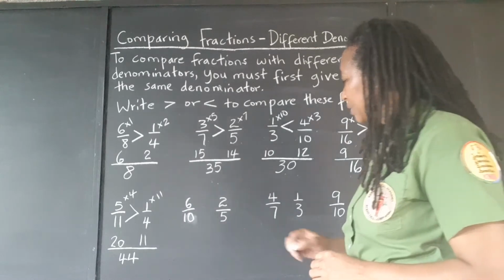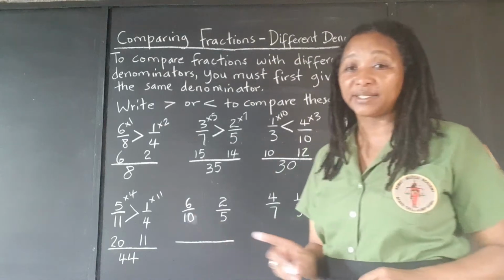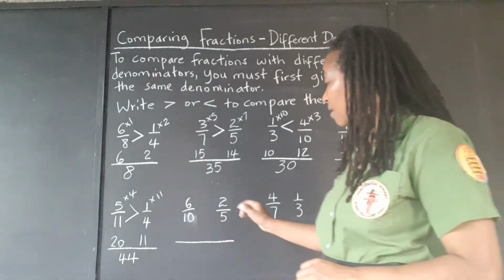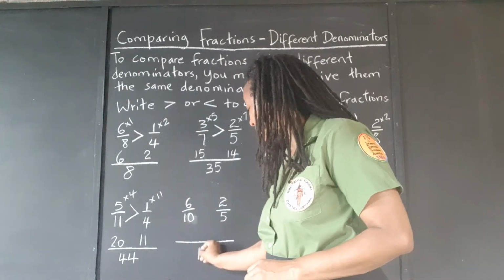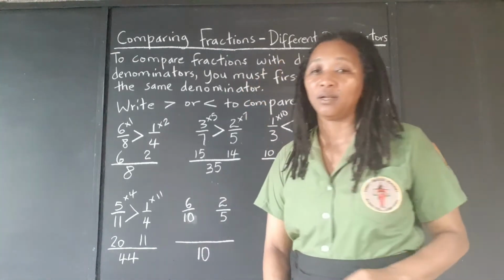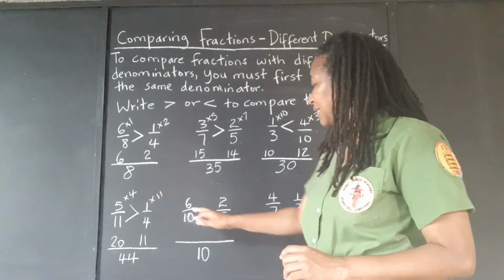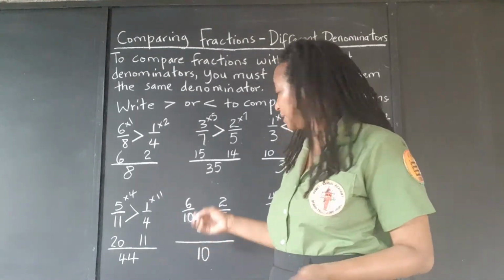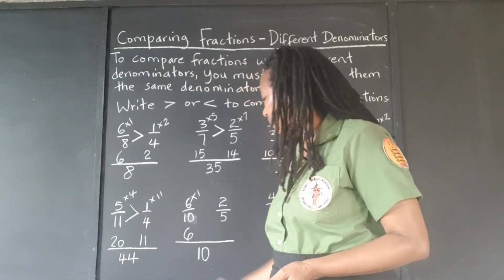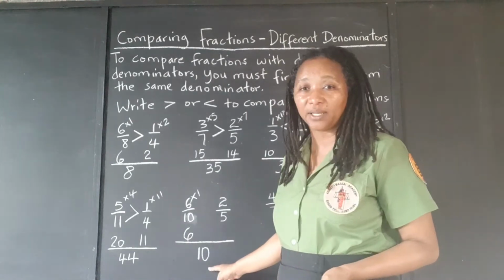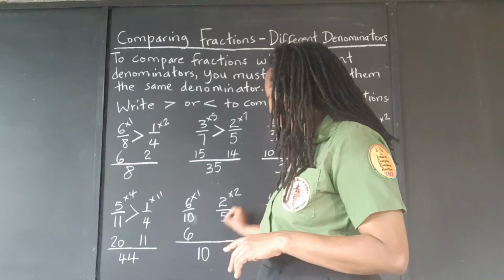Alright, so 10 and 5, we're comparing these two, finding the LCM for 10 and 5. Remember, 5 can go into 10, therefore 10 is the lowest common multiple, least common multiple. 10 goes into 10 once. 6 times 1 gives 6. 5 goes into 10 twice, 2 times. 2 times 2 gives 4.